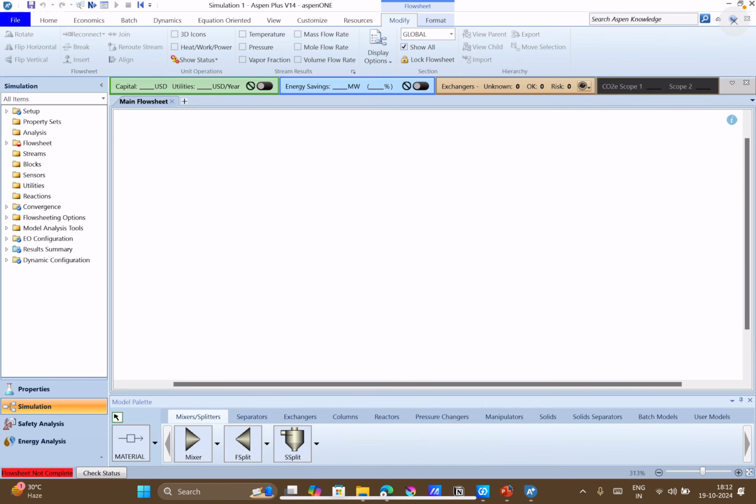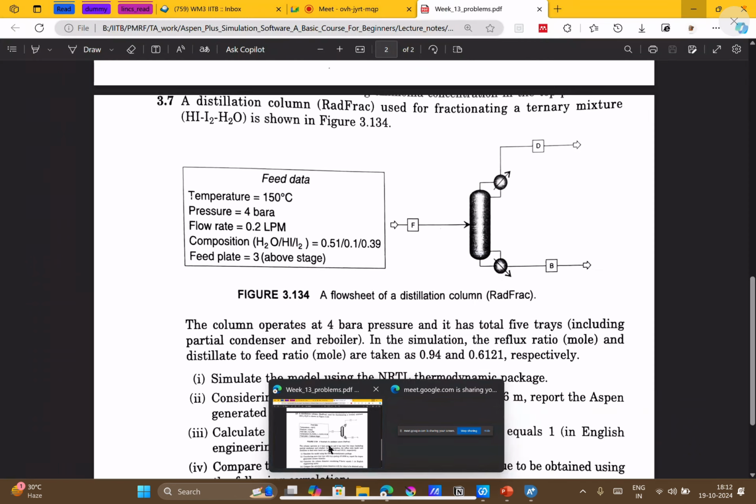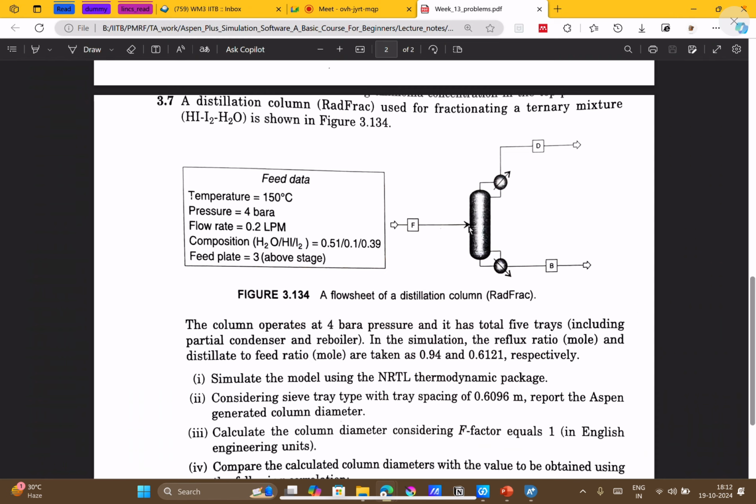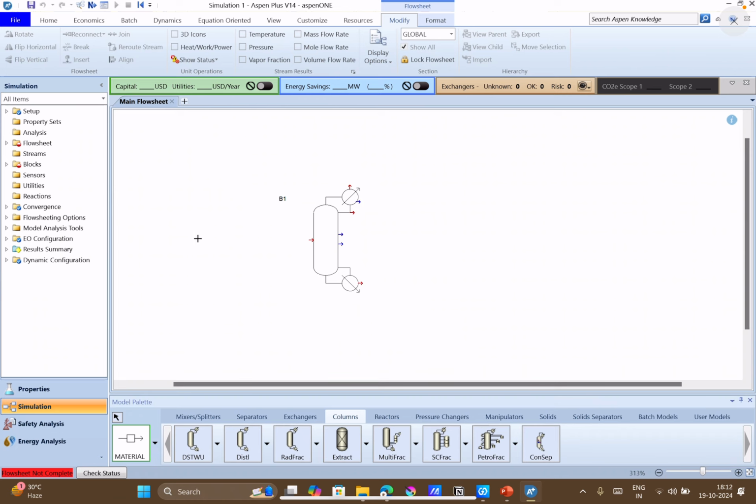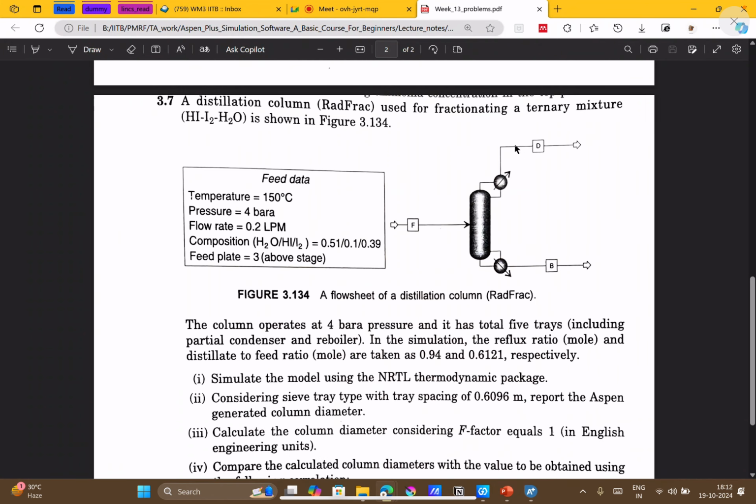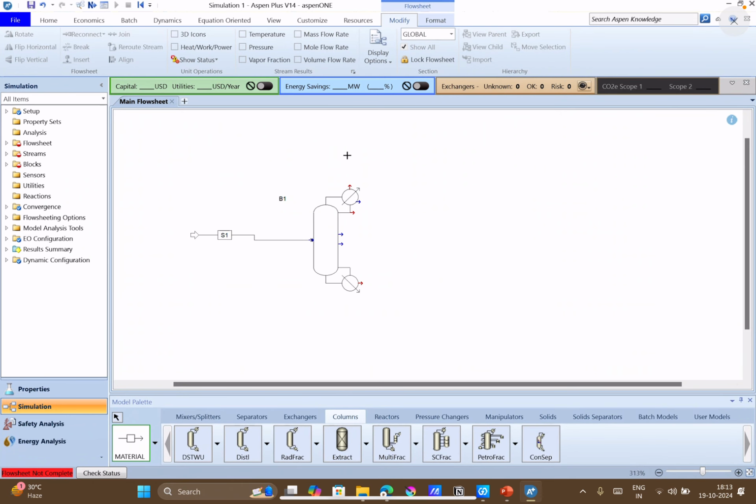So our process flow sheet contains only a distillation column, RadFrac column part, where feed is coming and it's separating into distillate and bottom. In the column section, select RadFrac and add it. Material streams: we have feed, and the distillate is vapor, so you can see it's connected to the top part, and the bottom obviously is a liquid. So distillate is here, this is our bottom.